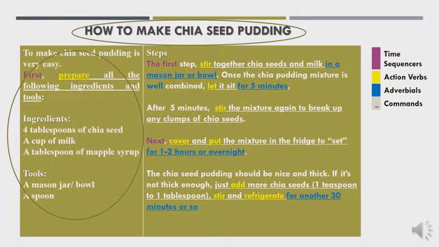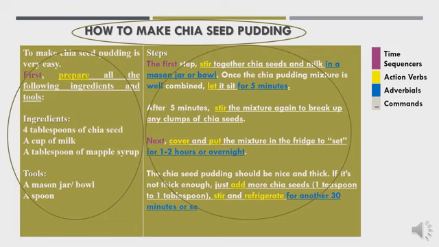4 tablespoons of chia seed, a cup of milk, a tablespoon of maple syrup, and then tools needed are a mason jar or bowl, and a spoon. Nah, setelah semua bahan dan alat disebutkan, maka menuju bagian ketiga, yaitu steps or method. Okay, here it is. Well, here all the steps are explained in sequences, ya. Semua langkah untuk membuat puding biji chia itu dijelaskan secara berurutan.